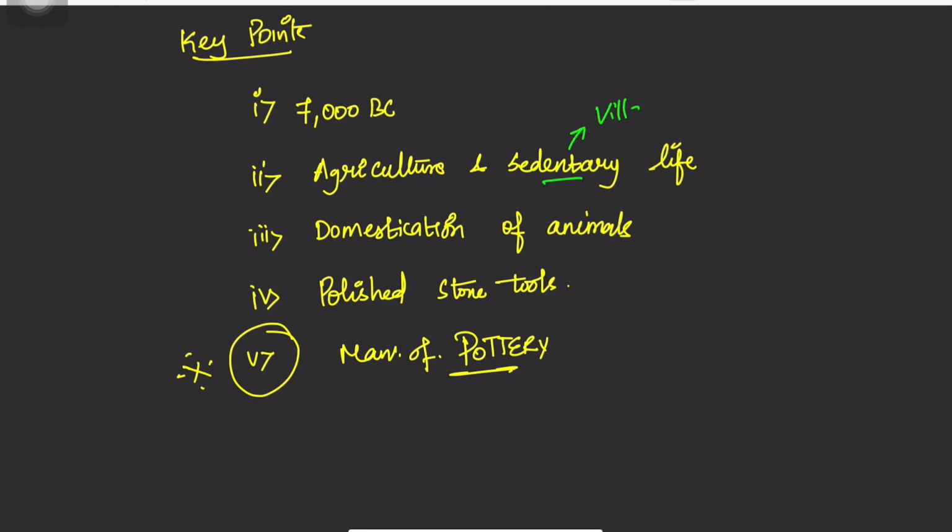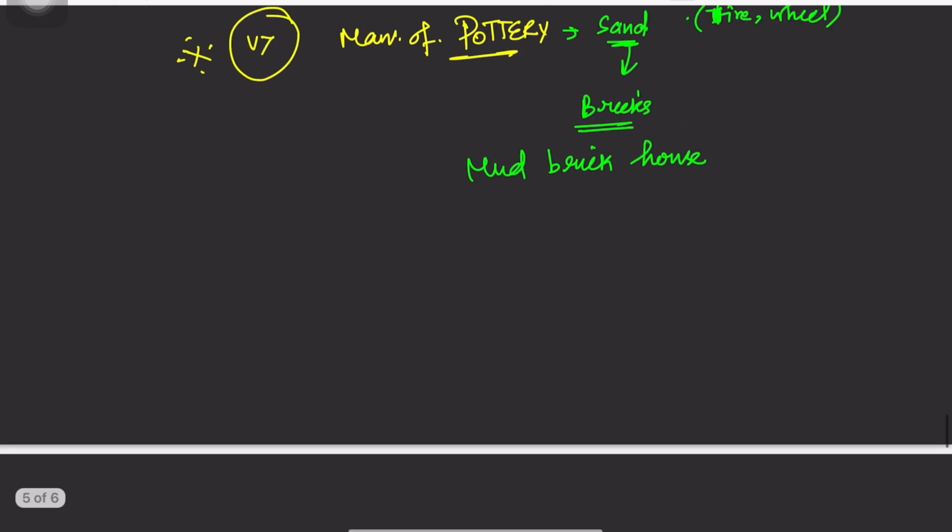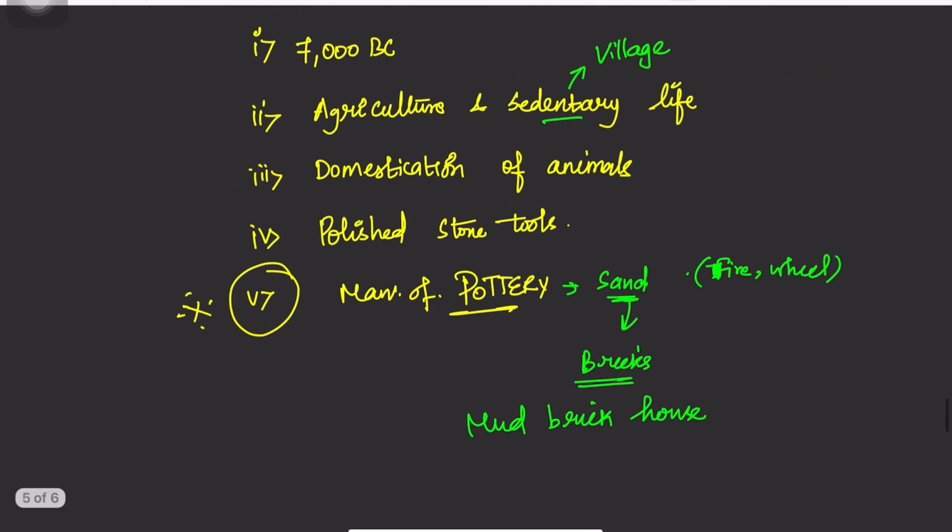Then, because I already told you about sedentary life, with sedentary life there is a formation of village communities. It started. Then obviously pottery means they are preparing from sand. So at this time they know about fire also, wheel also. So obviously from sand they create bricks and they started to live in mud brick houses. Instead of caves, they started to live in mud brick houses. Okay, they know about fire and making of pottery, because to make pottery and mud brick houses you need to know about fire, right?